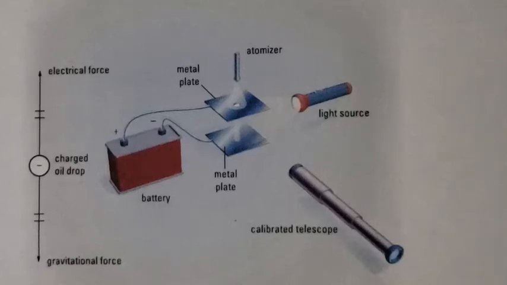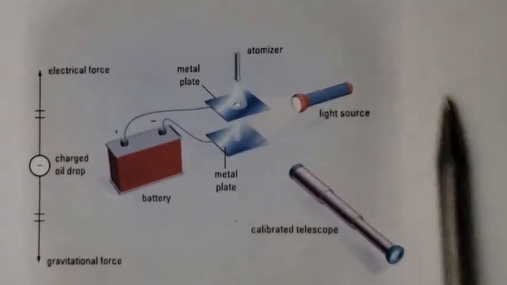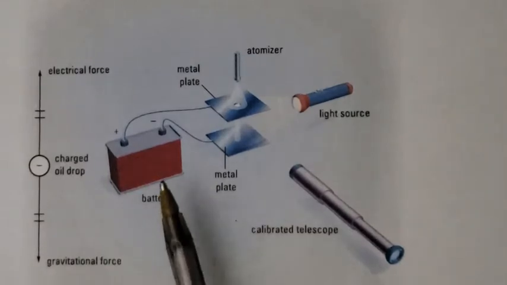By 1909, Robert Millikan was able to determine the charge on an electron by studying the behavior of charged oil drops. He used an apparatus very similar to this. So I want to explain the apparatus.